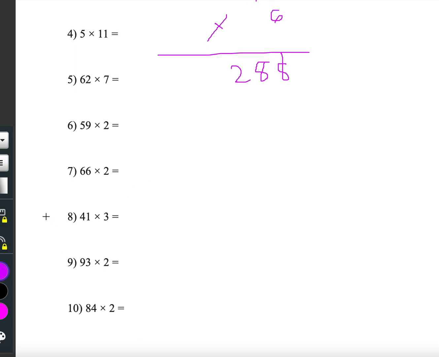Let's try one more. 41 times 3. 1 times 3 is 3, and 4 times 3 is 12. So we get 123 as a product. That's kind of funny. It's like 1, 2, 3. Okay.